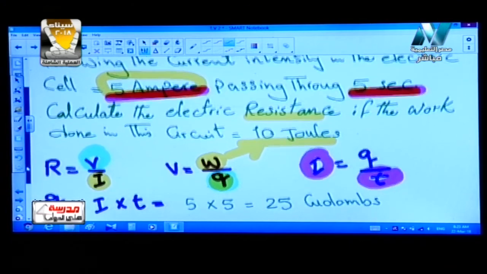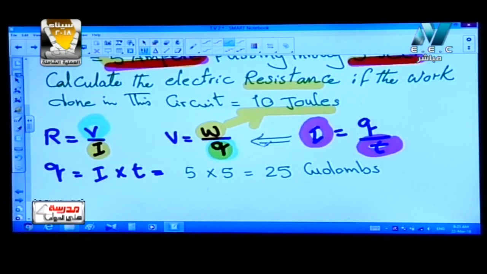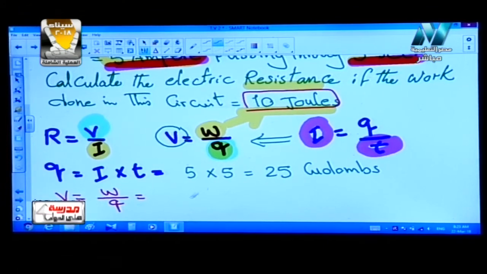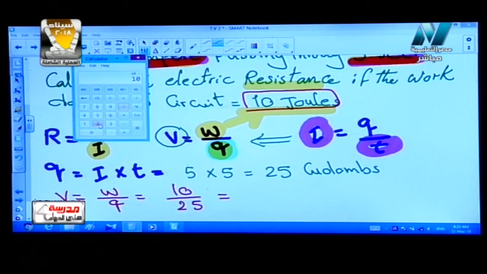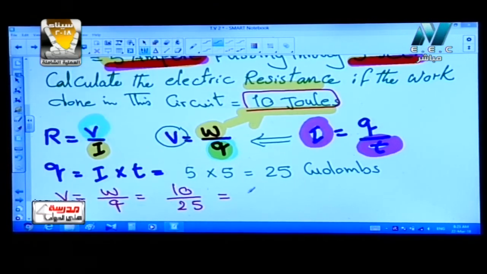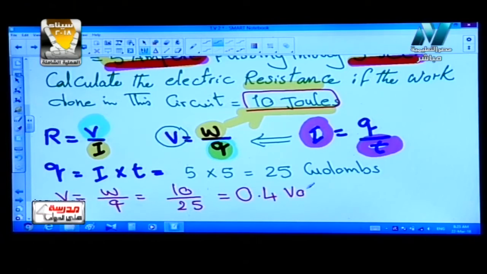Then we will go to the previous law to calculate the potential difference V. So V equals W, the work done to transfer a quantity of charge. The work done equals 10 joules, so we have 10 over 25. So V equals what? By calculator, it's very easy: 10 over 25 equals 0.4 volts. Don't forget the measuring units beside the number.